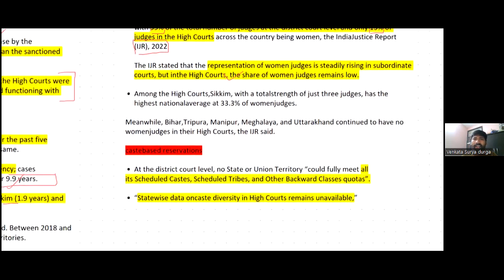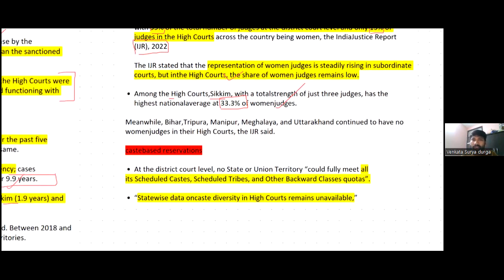So among all the high courts, Sikkim, with a total strength of just 3 judges, has the highest representation, 33.3% of women in Sikkim High Court. Only Sikkim High Court has 33.3 percent representation for women, against the national average of 13%.